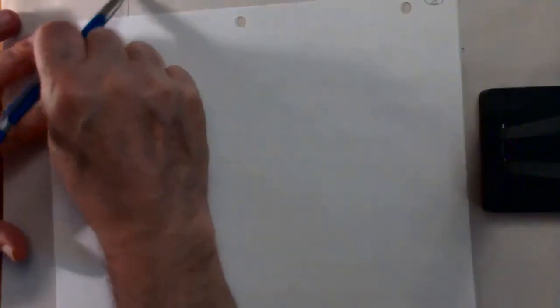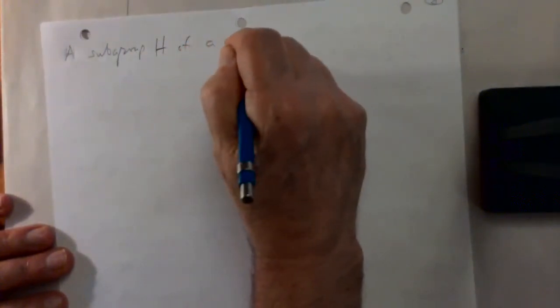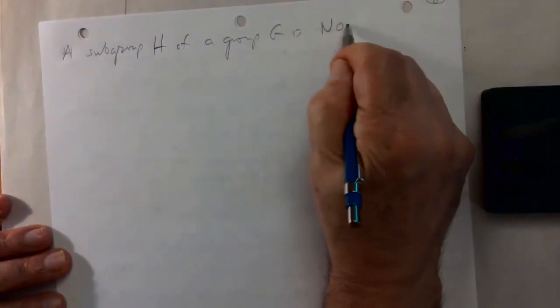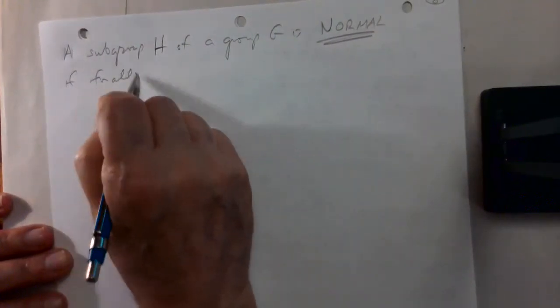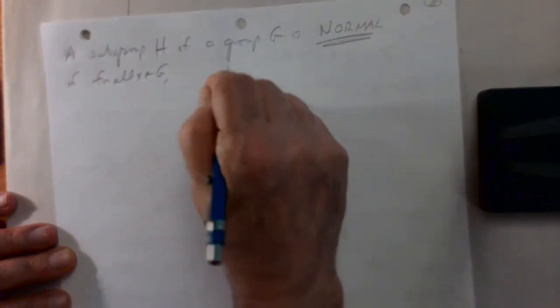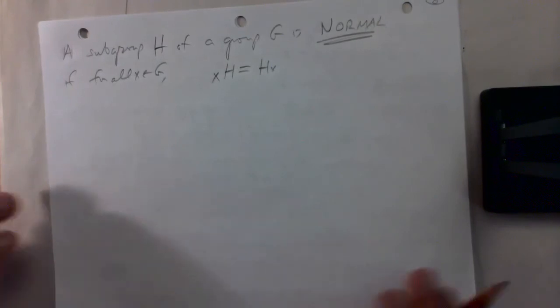I'm going to make a definition. A subgroup H of a group G is called normal, a normal subgroup, if for every x in the group, the left coset xH and the right coset Hx, these don't have to be the same, are equal. So it's not true in general that every left coset equals the right coset. But when it is true, the subgroup is called normal.